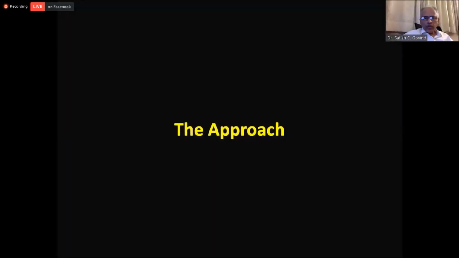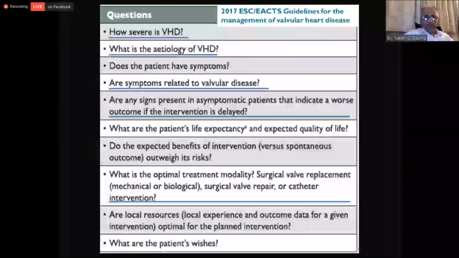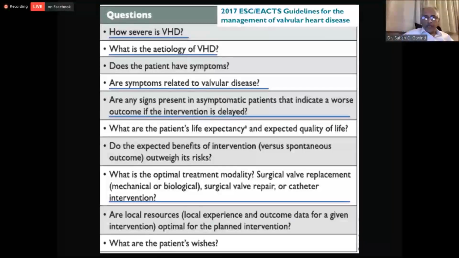So now that we know the anatomy, let us look at the approach. So the approach is to answer these questions. So taking a table from the European guidelines of 2017. So if one has to look at the valvular heart disease, there are a lot of questions which has to be answered. So from the echo point of view, we can look at how severe is it, what is the etiology to some extent, and we can also correlate symptoms in terms of severity.